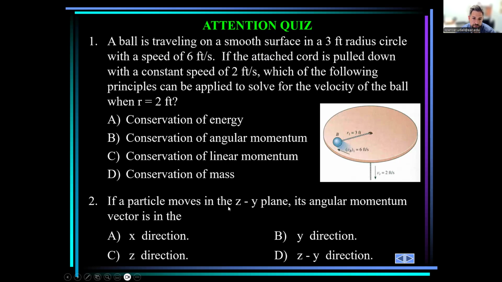If a particle moves in the zy plane, its angular momentum vector is in the x direction. Yeah, and this goes back to your cross product, right? If you're doing a cross product in the zy, then perpendicular to both of those would be the x. That would be the direction of your angular momentum vector.